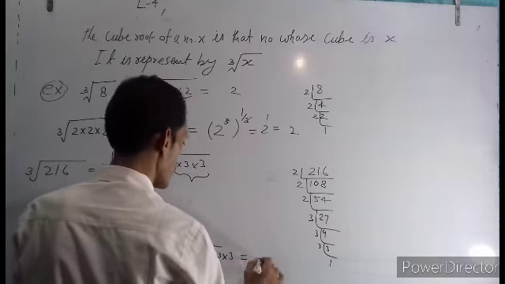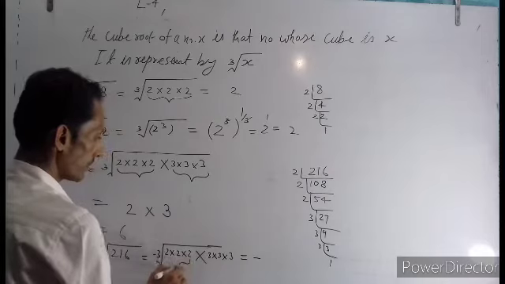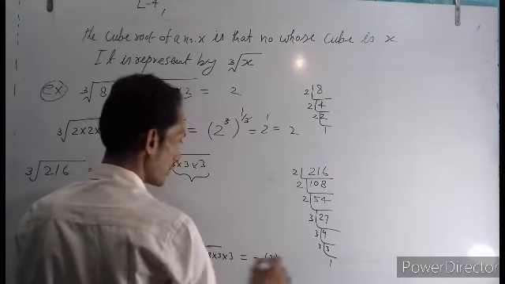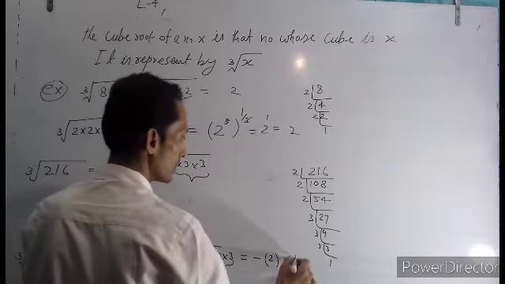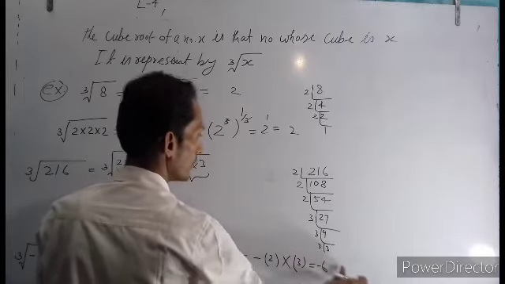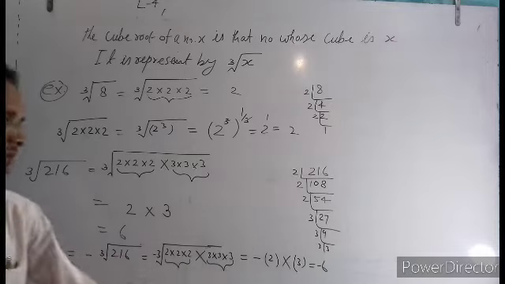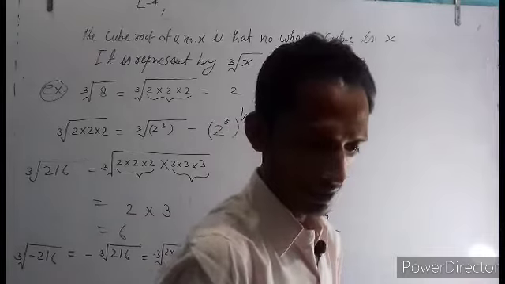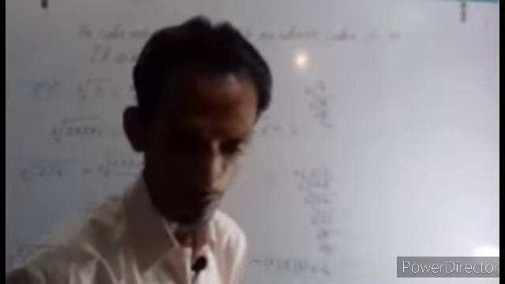So the minus sign will come here, and that is the triplet of 2, then multiply by the triplet of 3. So what will come? Minus 6. So the cube root of minus 216 will be minus 6. Similarly, in the denominator form you can do the product form.